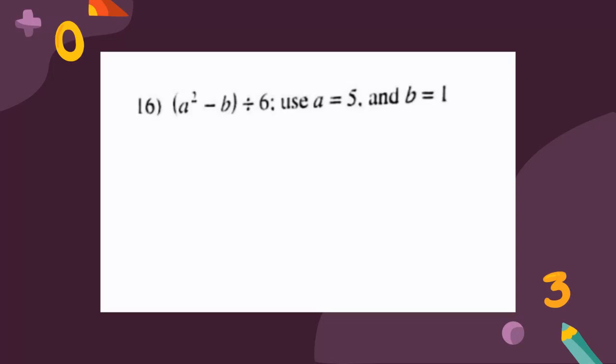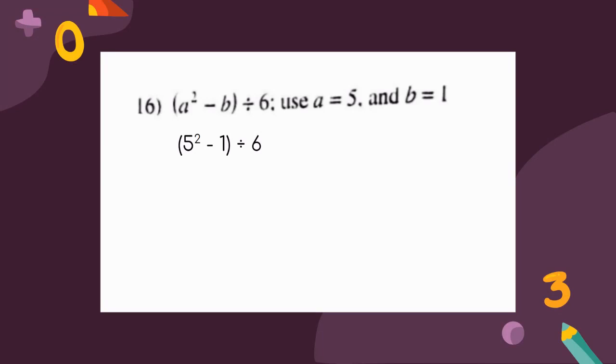All right, so for this example, same thing. We have a to the second power minus b, and the whole thing is being divided by 6. So we're replacing a with 5 and b with 1. So it becomes 5 to the second power minus 1, divided by 6. So it should look like this.